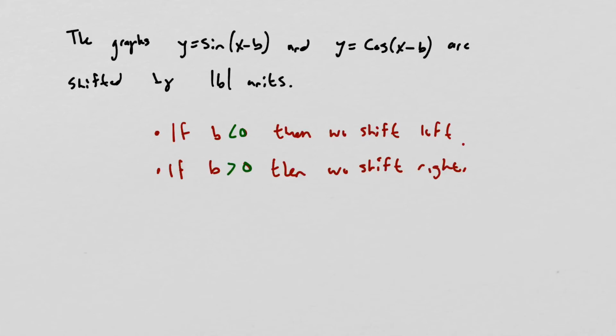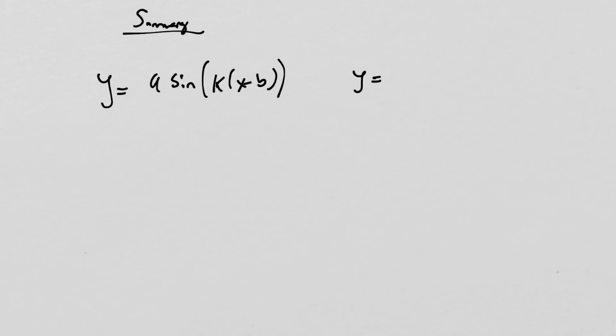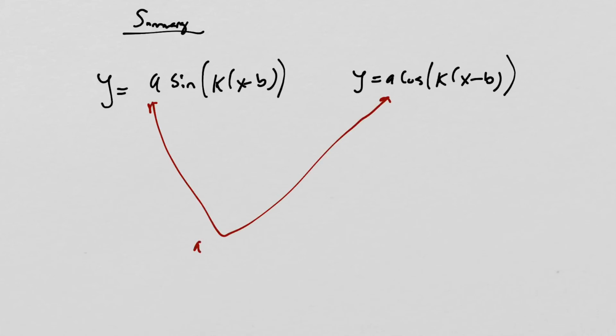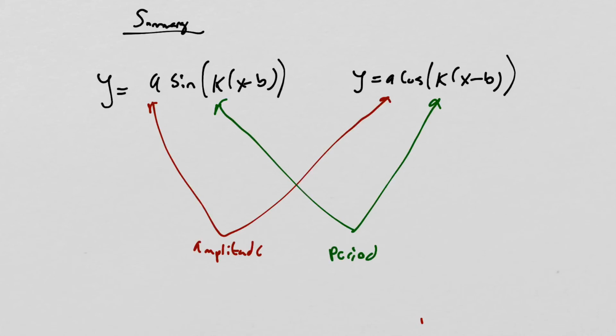Let's summarize all these important transformations on our trig functions. Again, we have two functions, y equals a sine of k times x minus b, and y equals a cosine of k times x minus b, where in both cases a determines the amplitude, k will determine the period, and b will determine the horizontal shift.